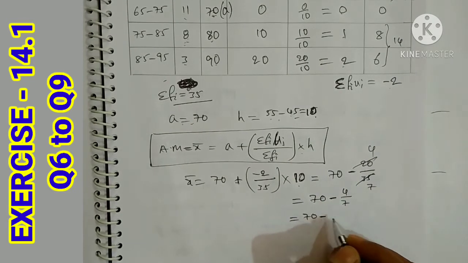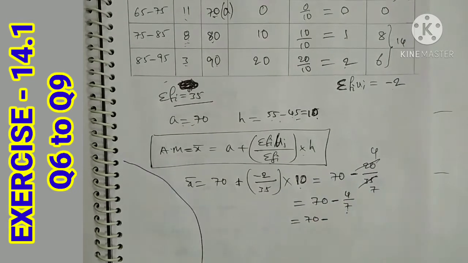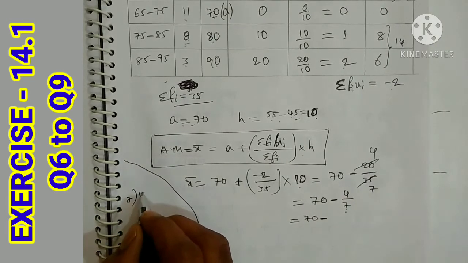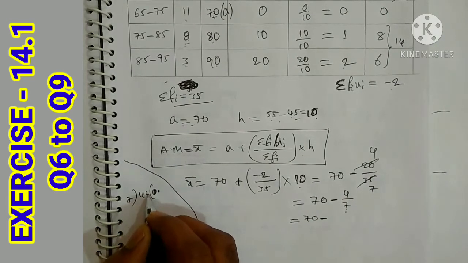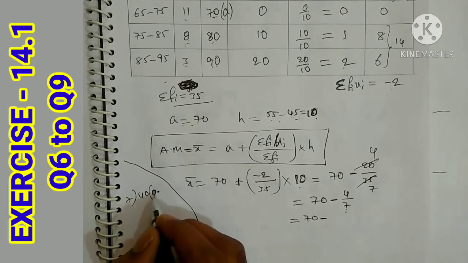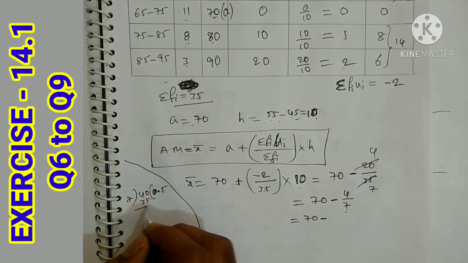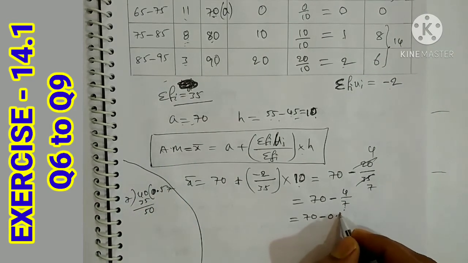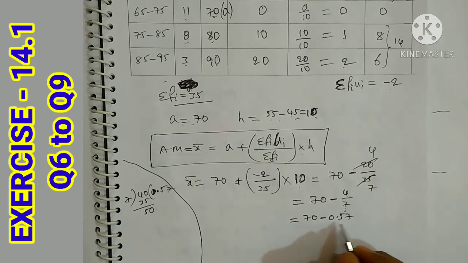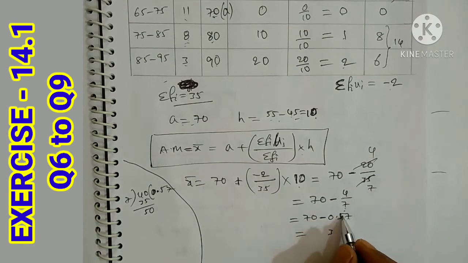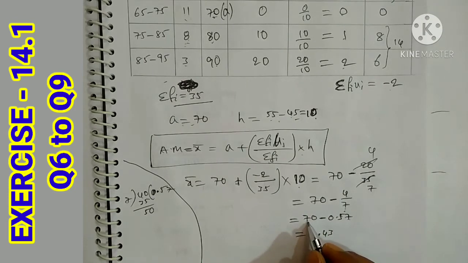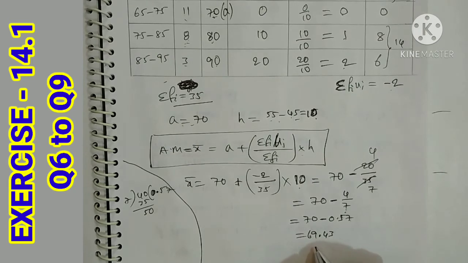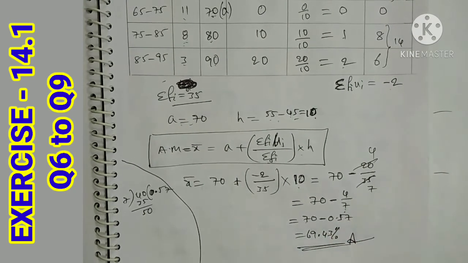This is equal to 70 minus, 5 4s are 20, 5 7s are 35, so 4 by 7. This is 70 minus this division, you do here. 7 4s are 28, 7 5s are 35, 7 7s are 49. So it is 0.57. 70 minus 0.57 is 69.43. 69.43% is the answer.